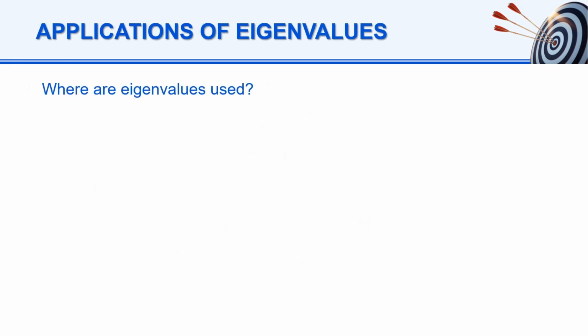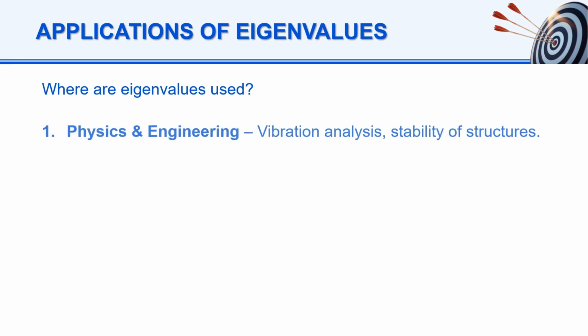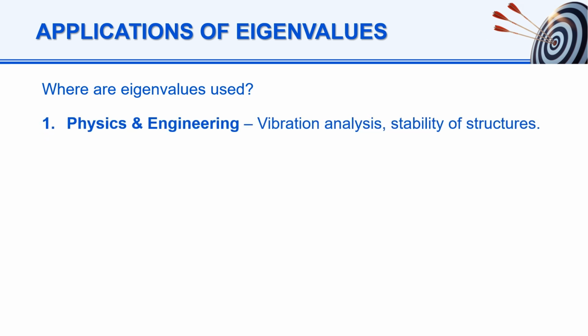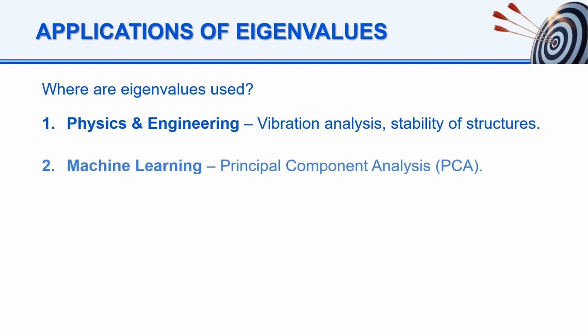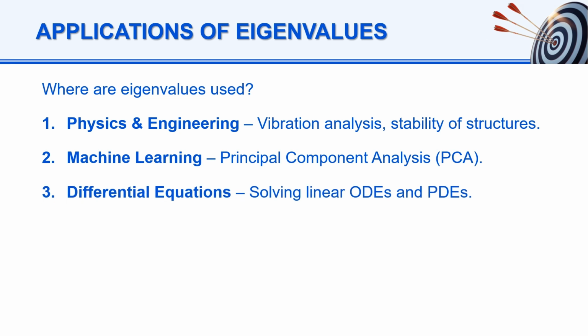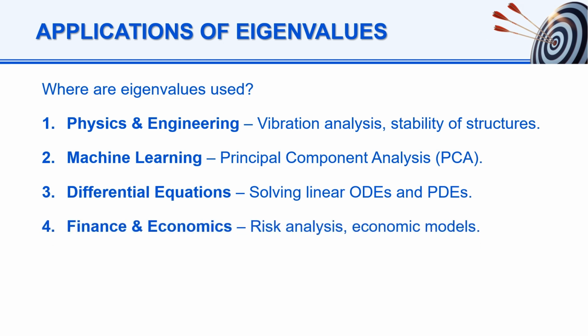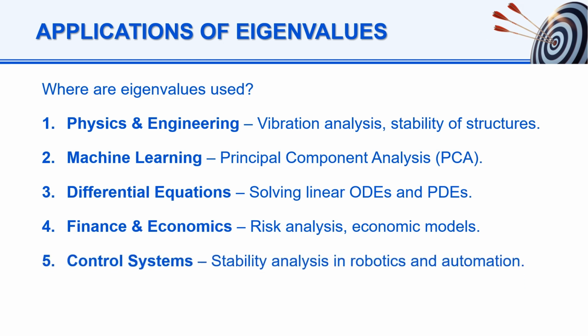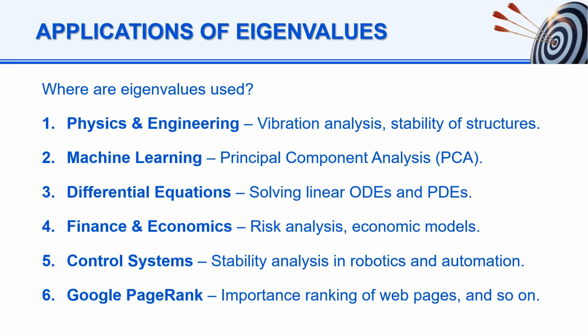Where are eigenvalues used? Physics and engineering: vibration analysis, stability of structures. Machine learning: principal component analysis. Differential equations: solving linear ordinary and partial differential equations. Finance and economics: risk analysis, economic models. Control systems: stability analysis in robotics and automation. Google PageRank: importance ranking of web pages, and so on.